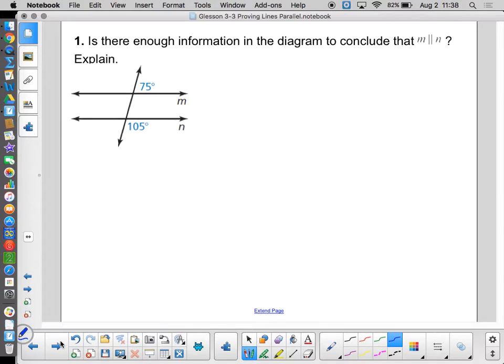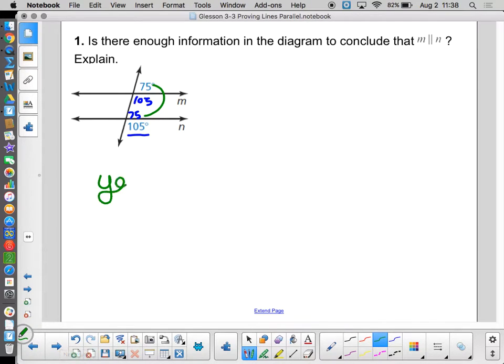But what can I do? I can still use the fact that I have linear pairs. I have a linear pair of angles here, and a linear pair of angles here. Linear pairs, we know, are supplementary. So I know that this angle is 75, that this has to be 105. Or I could have done this 105 and said this is 75 right here. Either way, once we've done that, then yes, the lines must be parallel, because now the corresponding angles are congruent.